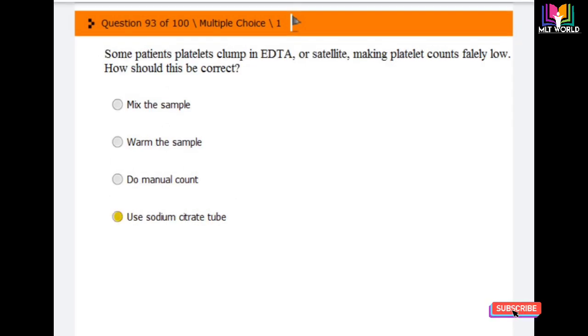Question number 93. Some patients' platelets clump in EDTA or satellite, making the platelet count falsely low. How should this be corrected? My options are: first option is mix the sample, next option is warm the sample, third option is do a manual count, and last option is use a sodium citrate tube. The correct answer is use a sodium citrate tube. So if some patients' platelets clump in EDTA, making the platelet count falsely low, then repeat the sample using the sodium citrate tube.